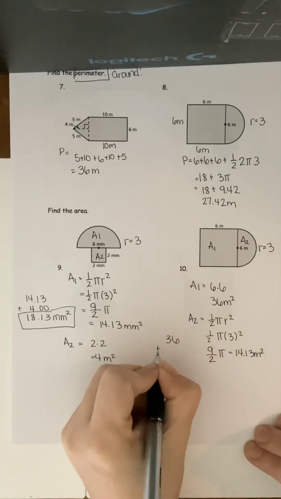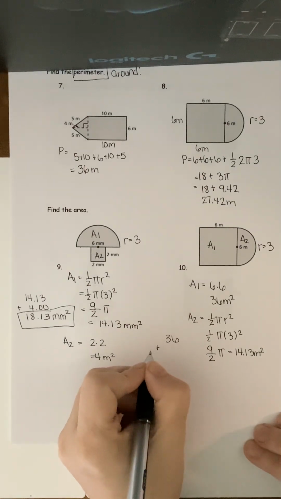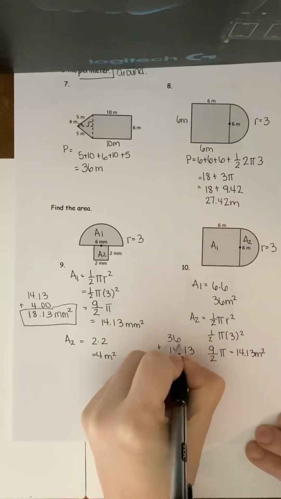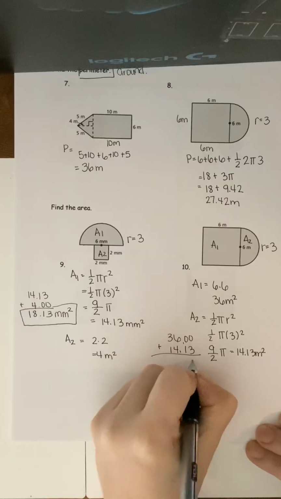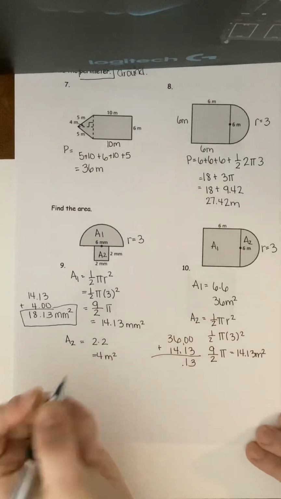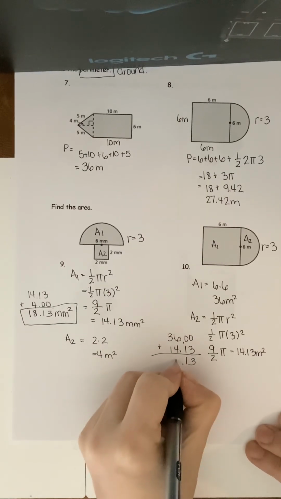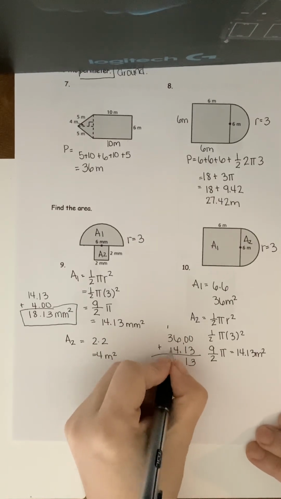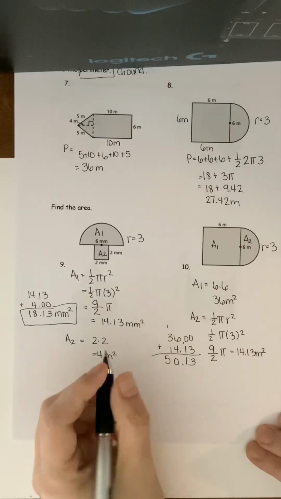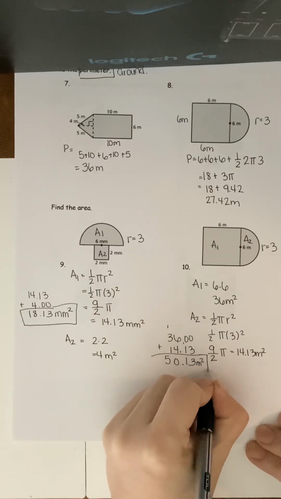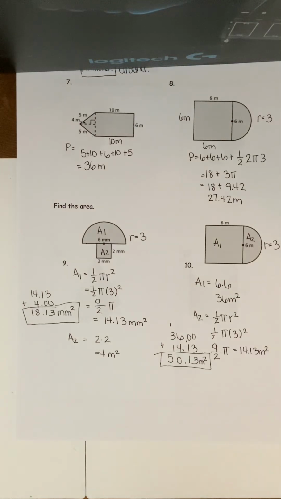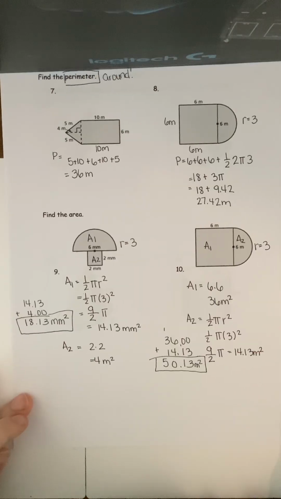36 plus 14.13. Two placeholders, we get 3, 1, bring the decimal down. 6 plus 4 is 10. The 1, we get 3 plus 1 is 4, 50.13 meters squared. All right, so that is the area for the shape for number 10. Make sure everyone can see everything.